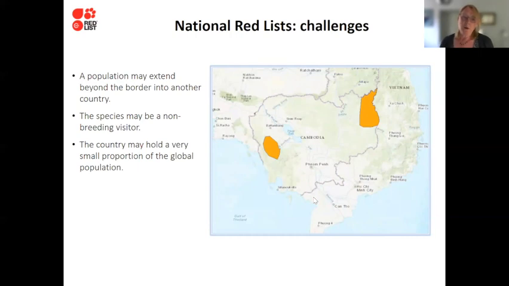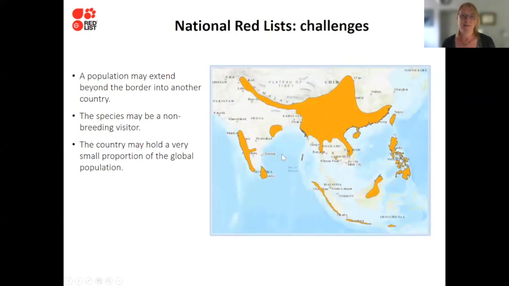Your country may hold a very small proportion of the global population. So again, going back to Cambodia, different species, different range. But if you look at the global range of this species, it is very widespread. And actually Cambodia, in this example, might hold less than 5%, maybe even less than 3% of the global population. So you then have to decide, are we going to include that on a national red list or not?